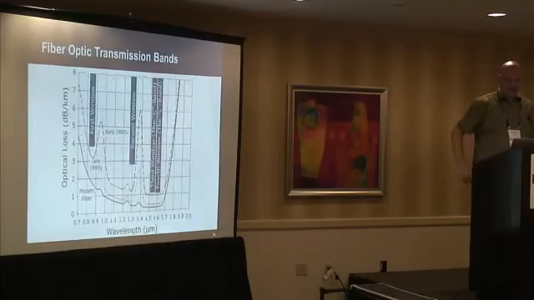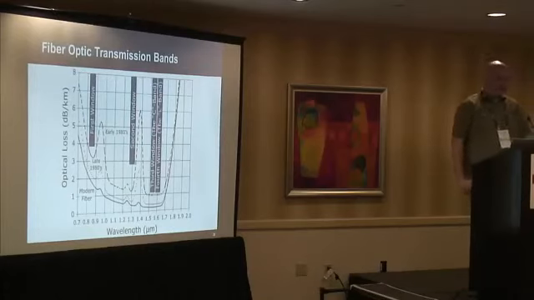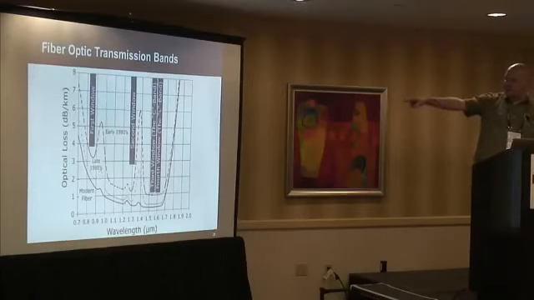So here's kind of a little chart showing why the frequencies exist. What you see here is the loss relative to the wavelengths. What happens is there's molecules of water that get trapped in the glass, and water absorbs light at certain frequencies. So you can see there's these big peaks where the signal is completely unusable. That's called the water peak.